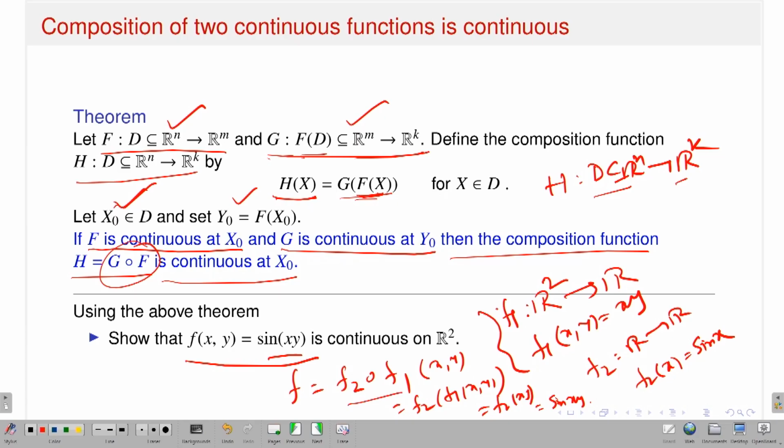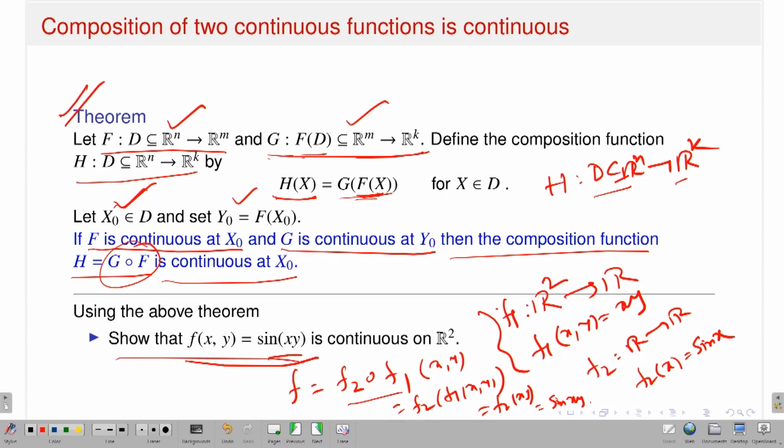f1 is a very nice function from R2 to R, which sends x comma y to x times y. This is a continuous function. You can just use the epsilon delta definition or the sequential criterion, whatever it is, to prove that this is a continuous function. Similarly, f2 is a function from R to R, a sine function, which is also continuous. The composition of two continuous functions follows from this theorem, and therefore this function is continuous.